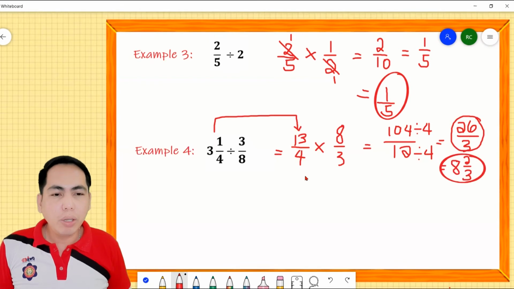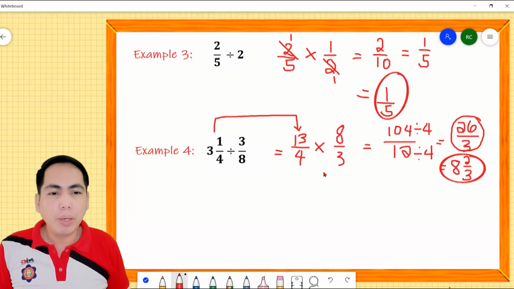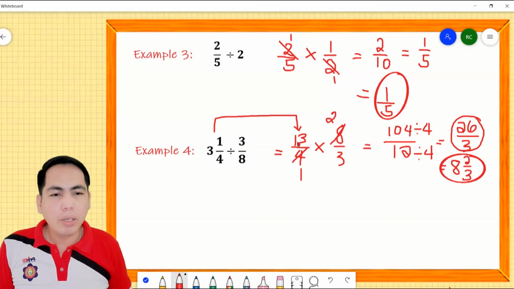We can also solve this equation by reducing first the fractions before we will proceed to multiplication. So in this case, we can reduce the 8 and 4 by dividing both these numbers by 4. So 8 divided by 4 will give us 2. 4 divided by 4 will give us 1. So 13 times 2 will give us 26. 1 times 3 will give us 3, or that is equivalent to 8 and 2/3.